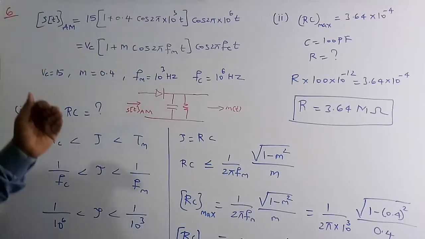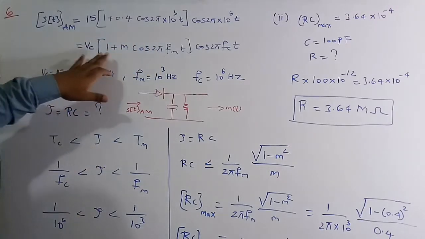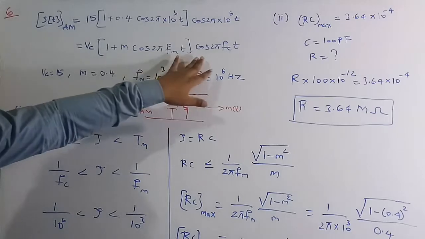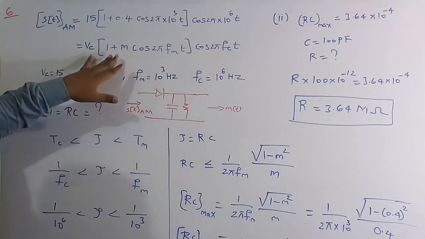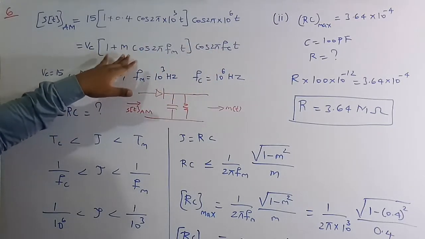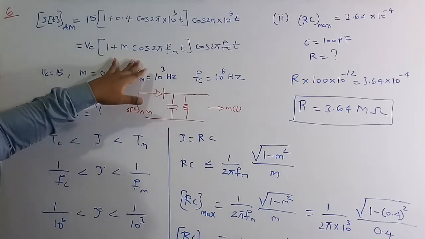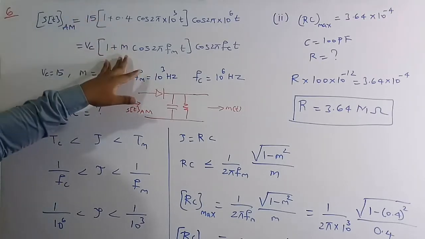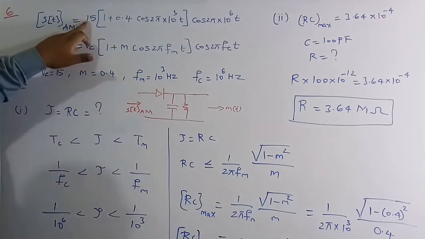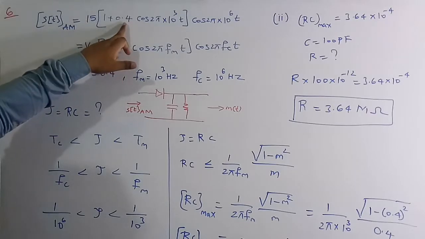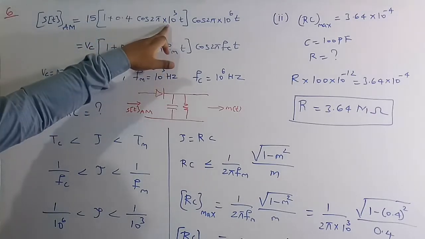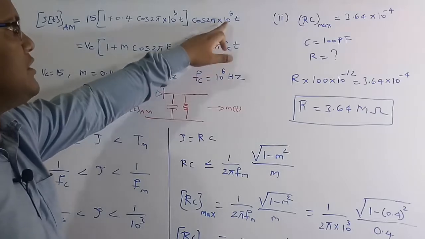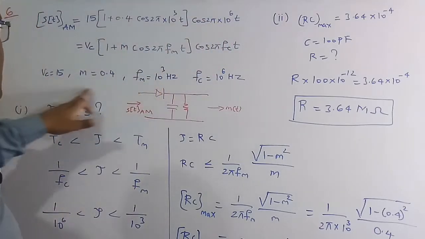We know the standard equation in AM is Vc into 1 plus m cos 2 pi fmt into cos 2 pi fct. I have derived this earlier in my previous questions. If you compare these two equations, we get Vc equal to 15 volt, m equal to 0.4, fm equal to 10 to the power of 3 hertz and fc equal to 10 to the power of 6 hertz. This is what I have written here.